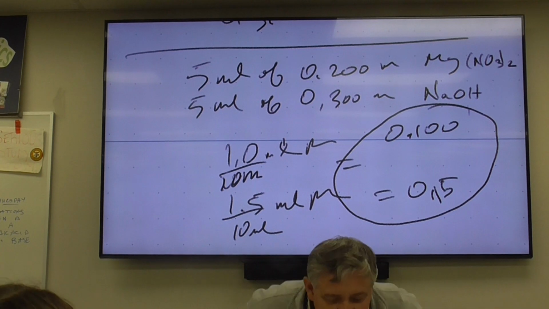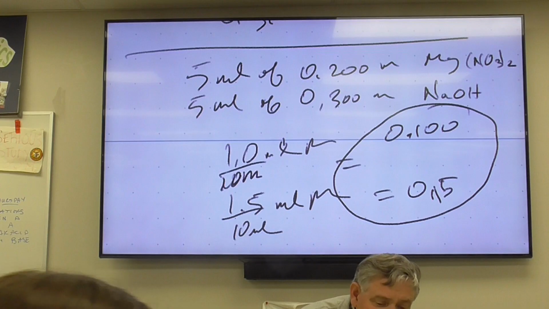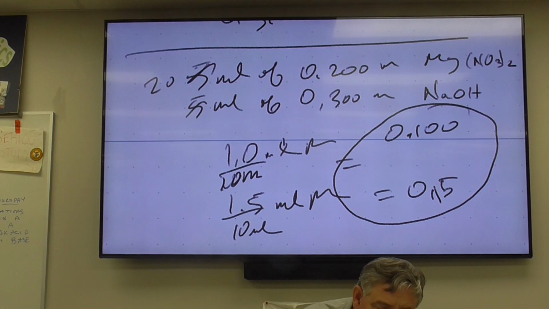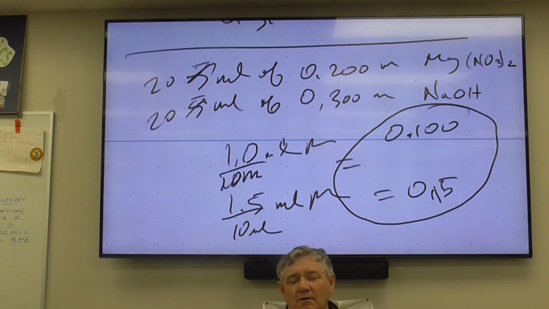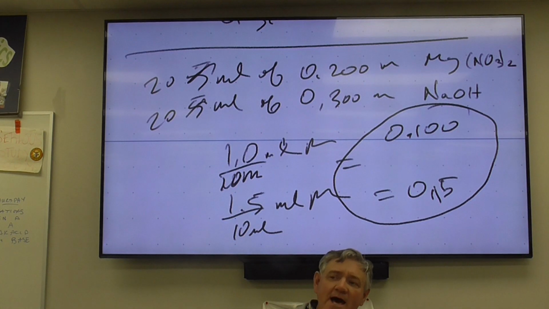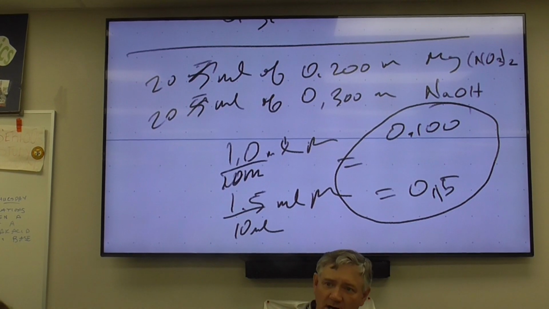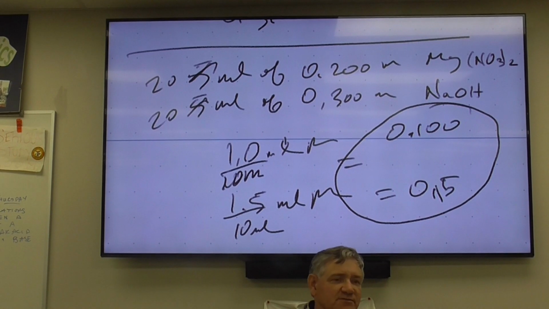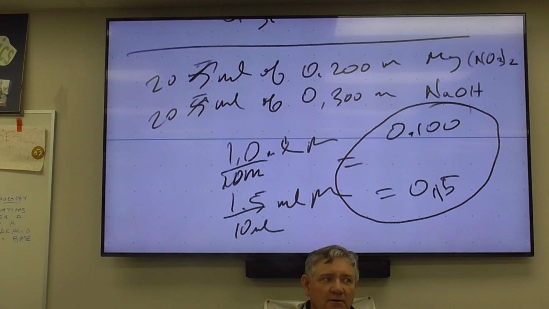Now, would it have made any difference if this had been 20 and 20? No. So as long as you add equal volumes, the concentration just becomes half as much. Okay? Excellent.